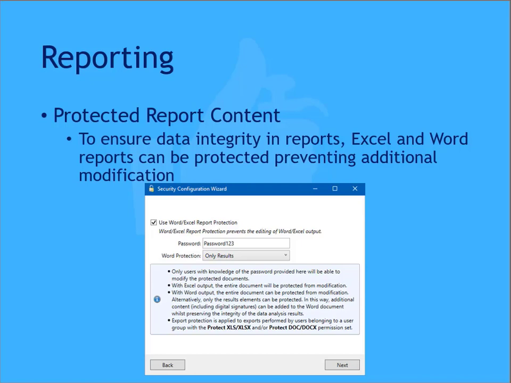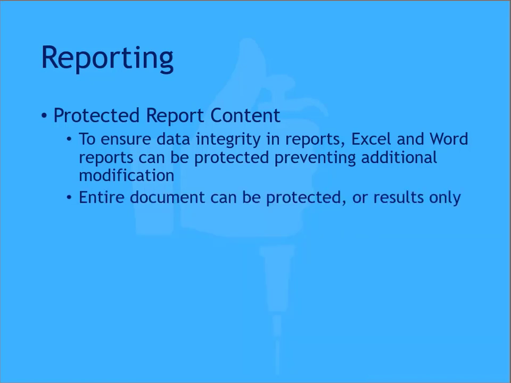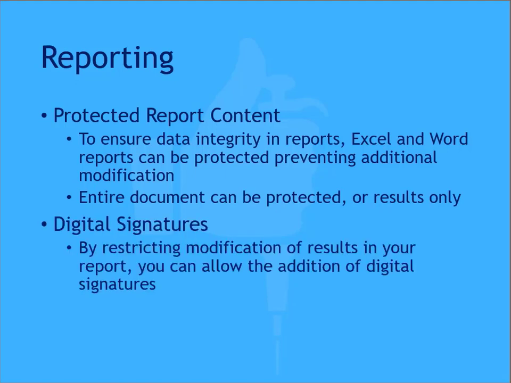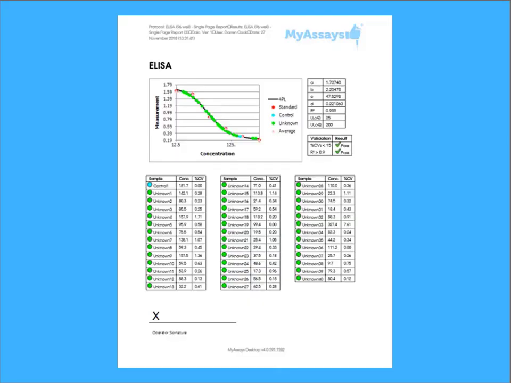When exporting documents to Word or Excel files, the output can be protected from additional modification outside the system. This means that reports exported from the system and shared with colleagues cannot be modified. With Word exports, there is an additional option to protect the entire document or only the results. In this way, new content can be added, including notes or digital signatures, while preserving and retaining the original result content. Here you can see an example of a report exported to Word.